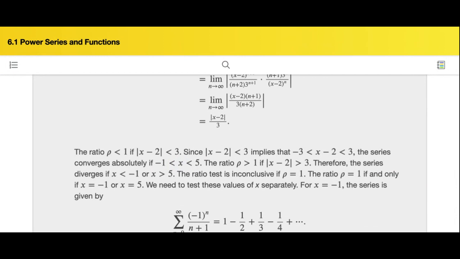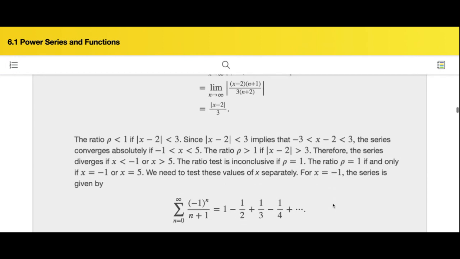So the series converges from negative 1 to 5, but it diverges anywhere else. Right? It diverges if x is less than negative 1 or x is greater than 5. The ratio test is inconclusive if the limit equals 1. And the limit equals 1 if and only if x equals negative 1 or x equals 5. Right? And we need to test these values of x separately.